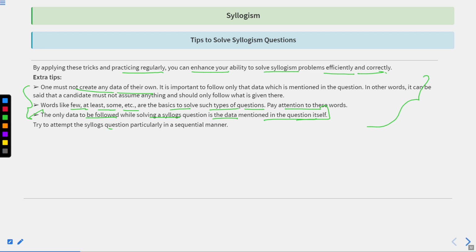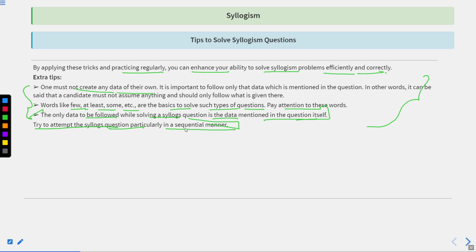So with this, you have to solve questions. Try to attempt the syllogism questions particularly in a sequential manner. Why is it said that you should solve questions in a sequential manner? Because often it has been observed that the questions put forward in your competitive examination related to syllogism will be taken from a reference book, or maybe somebody will make them by their own mind.